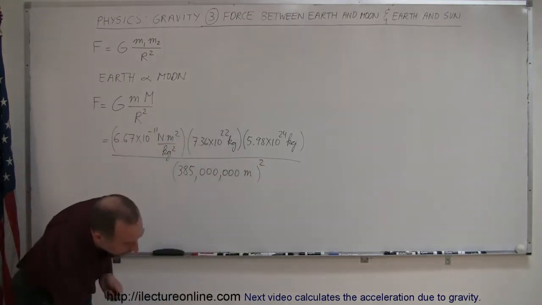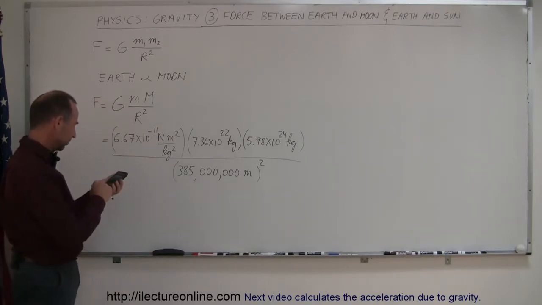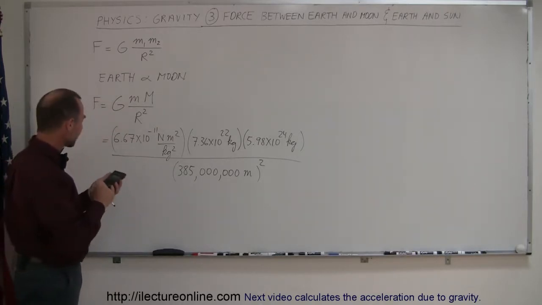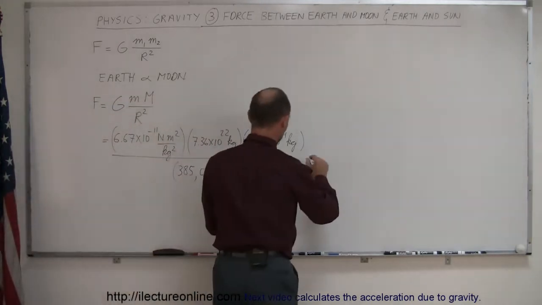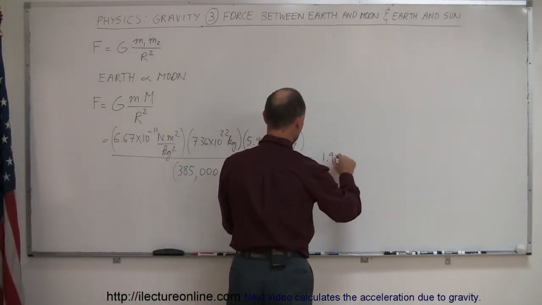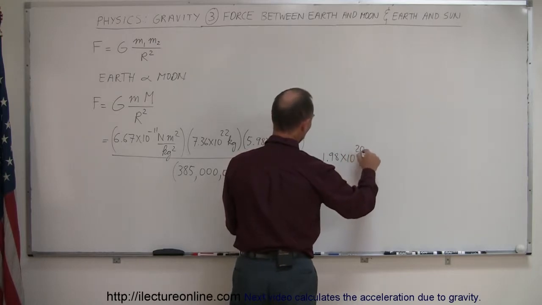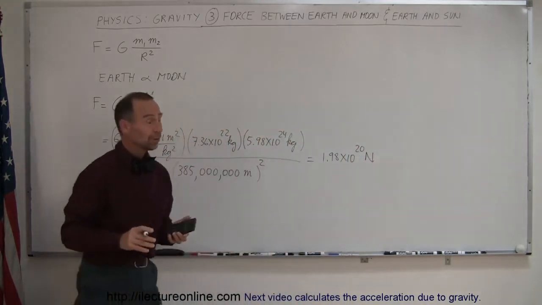All right, now we're obviously going to need a calculator. Those are quite big numbers, although we used to do that on the slide rule. 6.67 e to the minus 11, times 7.36 e to the 22nd, times 5.98 e to the 24th, and divided by 385 e to the 6th squared, equals, and there's the force. It is equal to 1.98 times 10 to the 20th newtons. So that's the force between the Earth and the Moon.